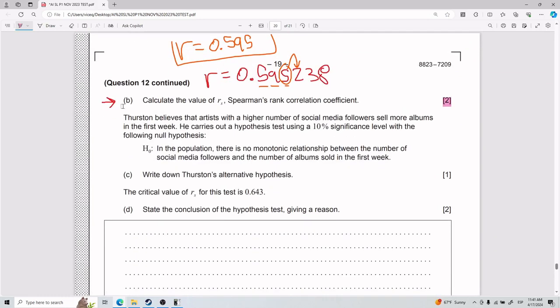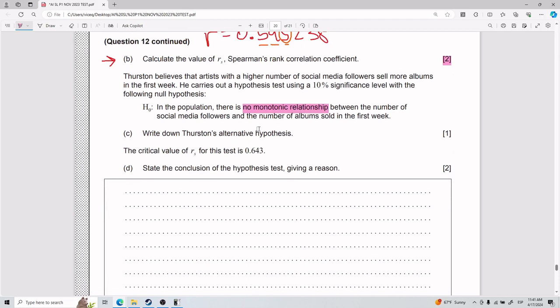Anyways, we keep going. We have that Thirsty Thurston believes that artists with a higher number of social media followers sell more albums in the first week. And so he carries out a hypothesis test using a 10% significance level with the following null hypothesis. In the population, there is no monotonic relationship between the number of social media followers and the number of albums sold in the first week. And now we need to write down Thurston's alternative hypothesis.